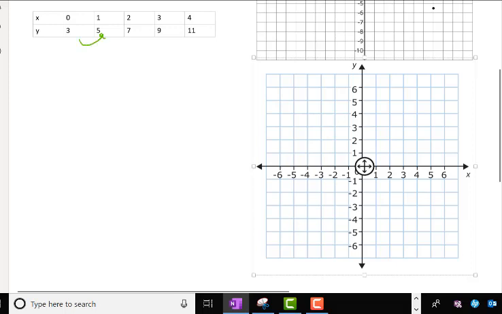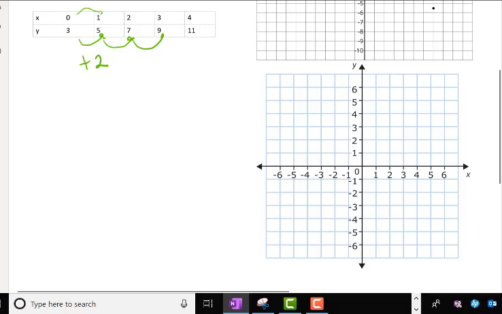How do I go from 3 to 5? 5 to 7, 7 to 9. What's the rule, or what is the pattern? That rule would be plus 2. 3 plus 2, 5. 5 plus 2, 7. 7 plus 2, 9. 9 plus 2, 11.